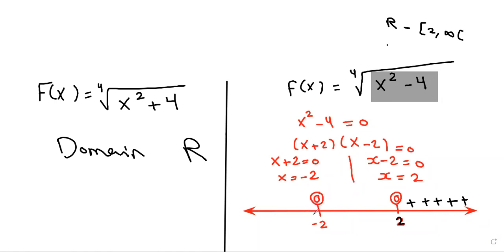Negative 2, because on the number line in this direction we have -2, -3, -4, -5, like -100. And insert it in the function. Negative 100 squared minus 4 will be positive as well. And in the middle it will be negative. Take a value between -2 and 2, like 1. If you try 1 to the power of 2 minus 4, it will be negative.